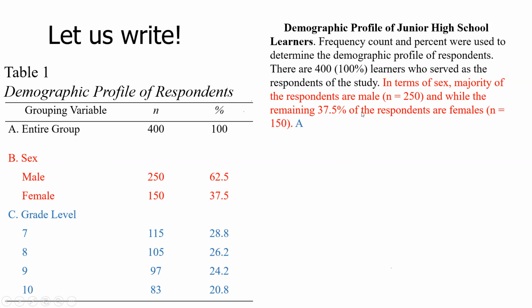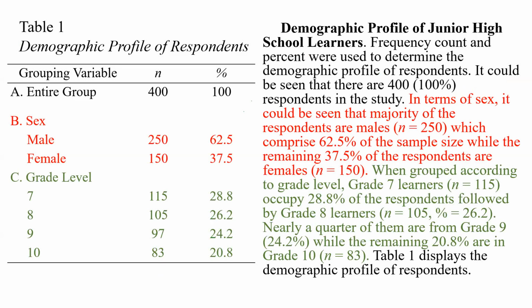How about for the last part, for the grade level? You can make your own. But in my case, I wrote it this way. When grouped according to grade level, grade 7 learners, I placed the N equals 115, occupy 28.8% of respondents, followed by grade 8 learners. Then for grade 9, I placed 24.2. That's nearly a quarter, quarter means 25%. Lapit man siya sa 25%. So I wrote nearly a quarter of them are from grade 9.